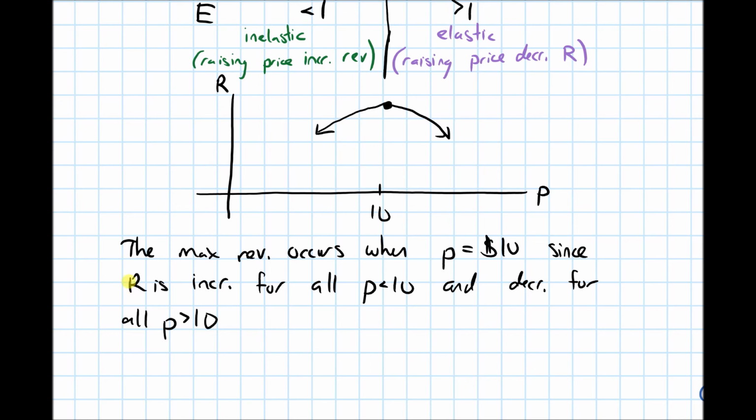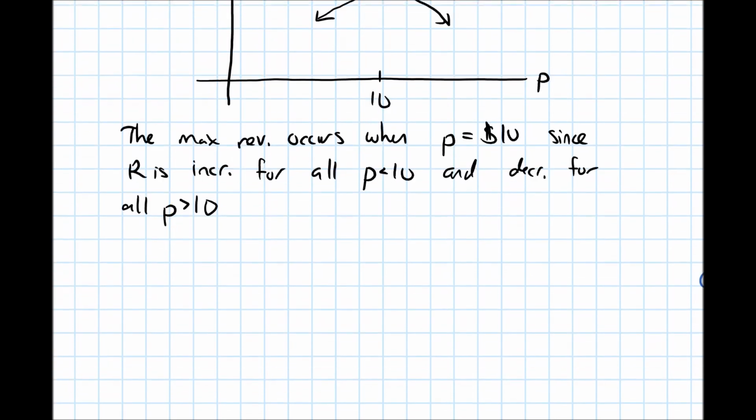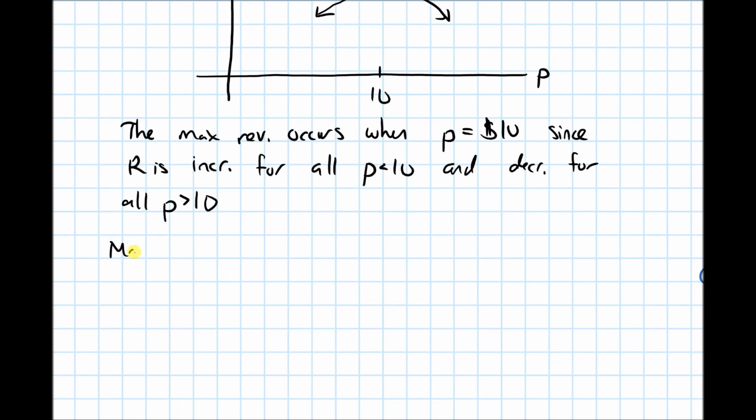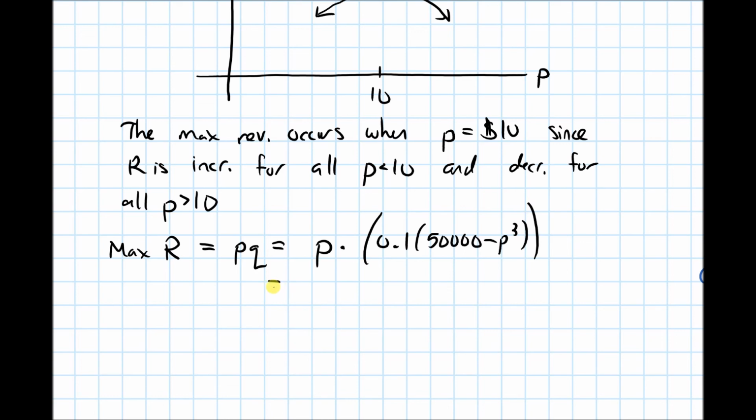Okay, so we are ready to write down our maximum revenue. Well, revenue is P times Q. So this is P times Q, and Q was 0.1 times 50,000 minus P to the third. Okay, so if we plug in everything now, the price is 10. That's the price that'll maximize the revenue. And then 0.1 becomes 1 over 10. And then we have 50,000 minus P cubed, so that's going to be 10 cubed. Okay, so the 10 and the 1/10 cancel.